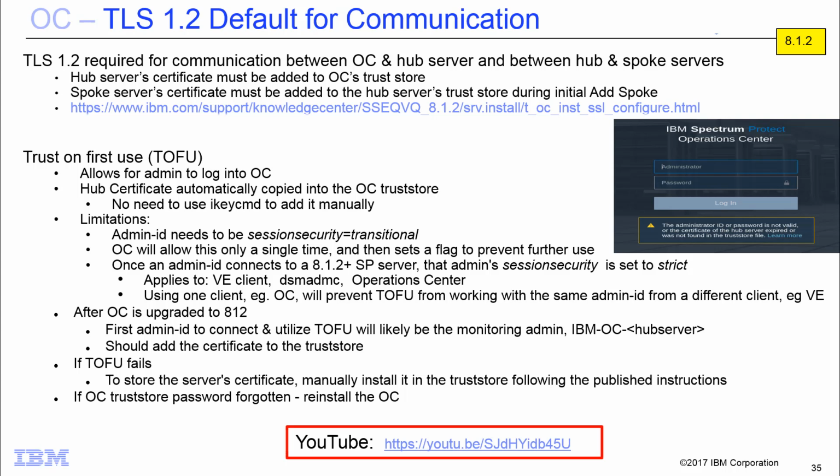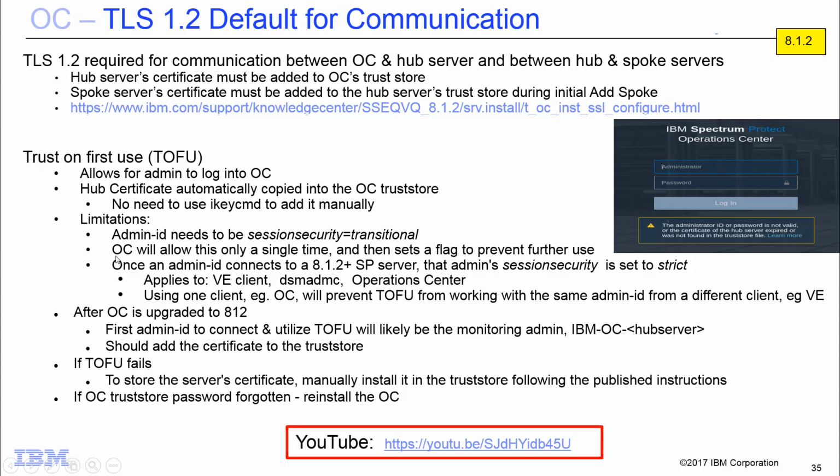We do have this concept of trust on first use for when we communicate with the Operations Center for the first time. What this does is it allows an admin to log on to the Operations Center, and then the hub certificate is going to automatically copy that certificate into the Operations Center trust store. The limitation is that the admin ID needs to be in session security equals transitional when it first logs on to the Operations Center.